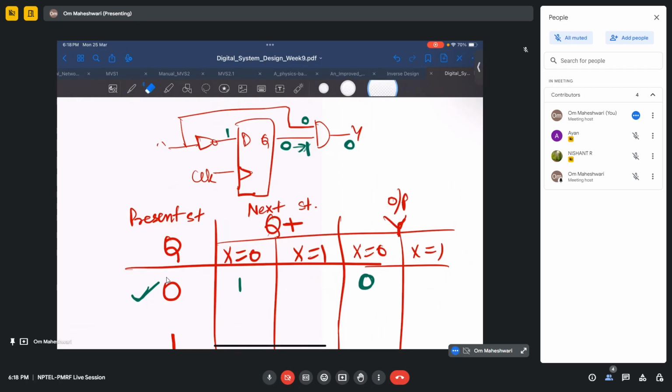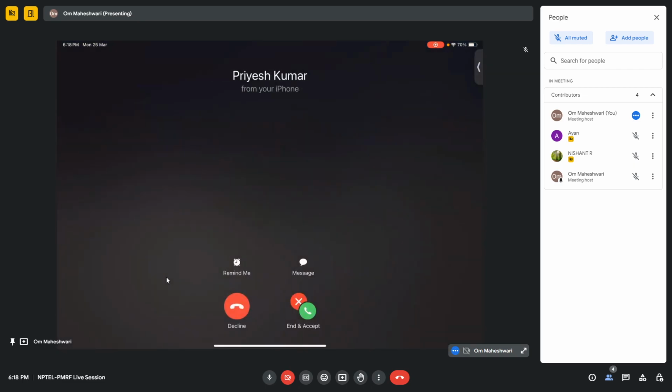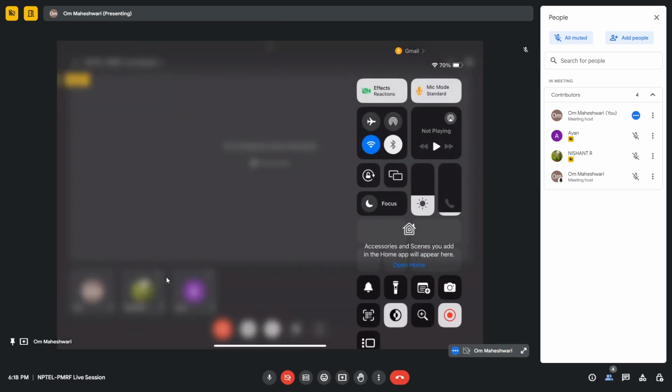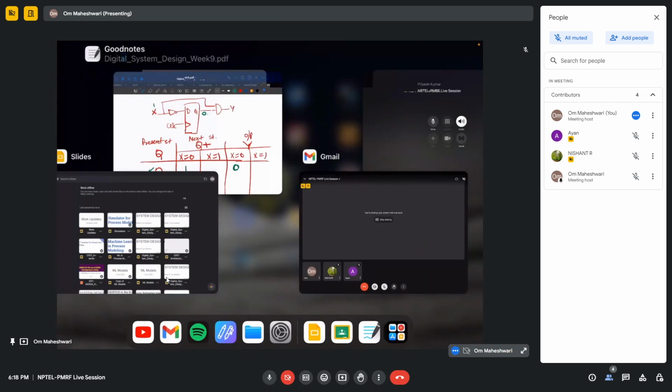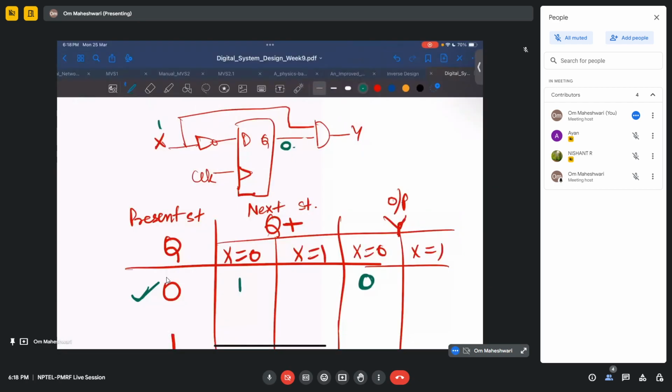Okay, similarly, let us do it for X equals 1. When X is 1, this will become 0. The next state will remain as 0, right? And here it is 0 and 1, so it will again be 0. So if X equals 1, the next state Q plus will be 0 and the output will also remain 0.